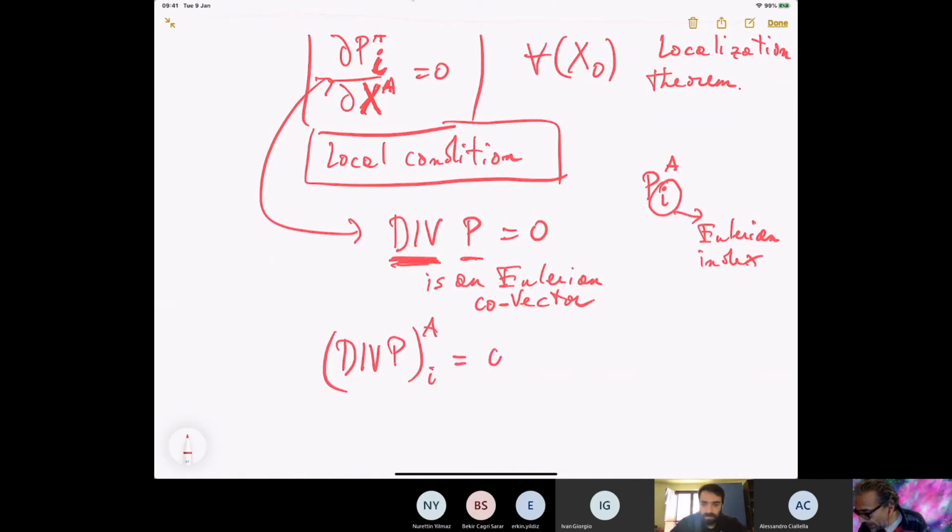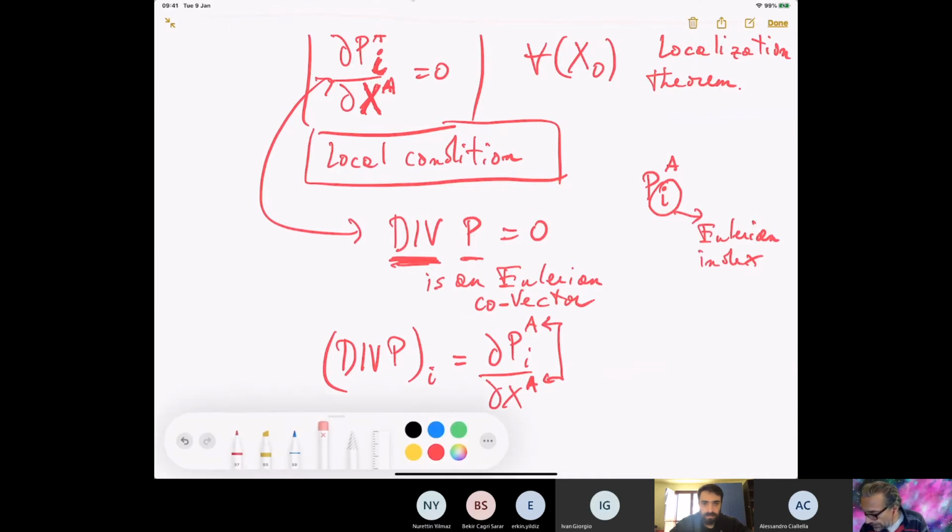So div P_i by definition is this. Here I'm wrong. Here I'm right. So you have the saturation of this A, and you have the index i.